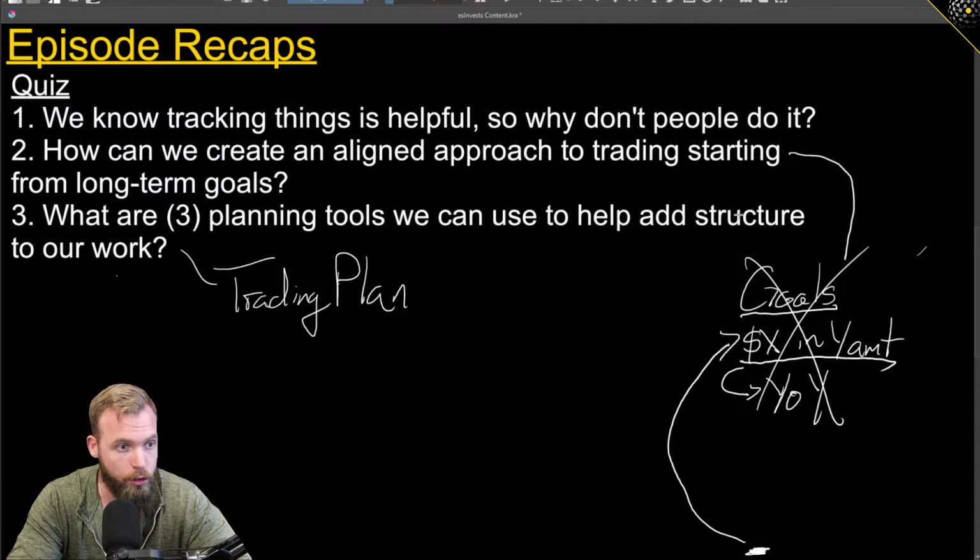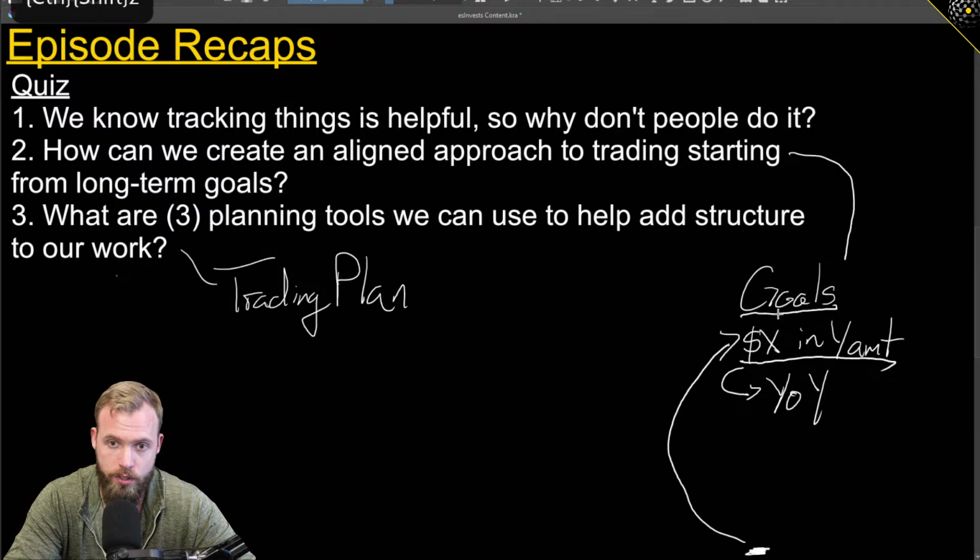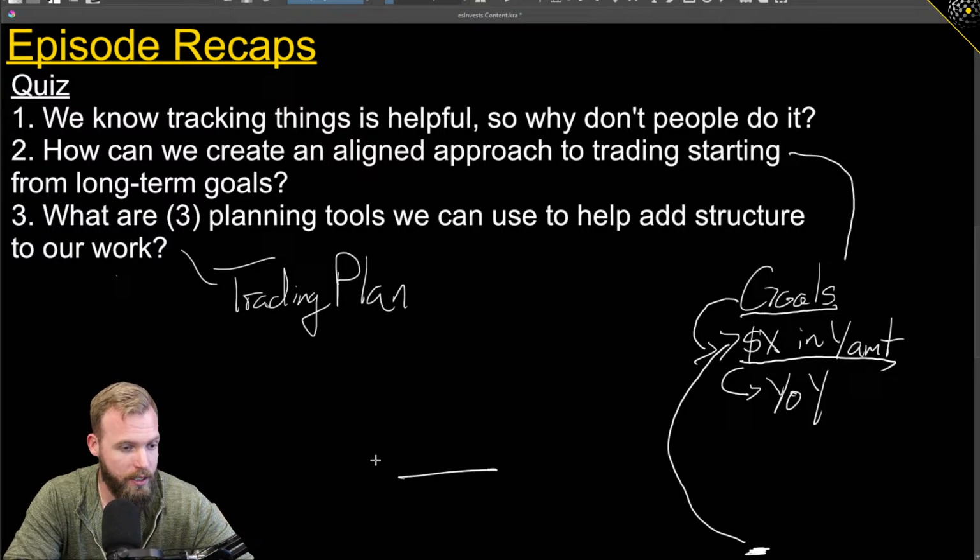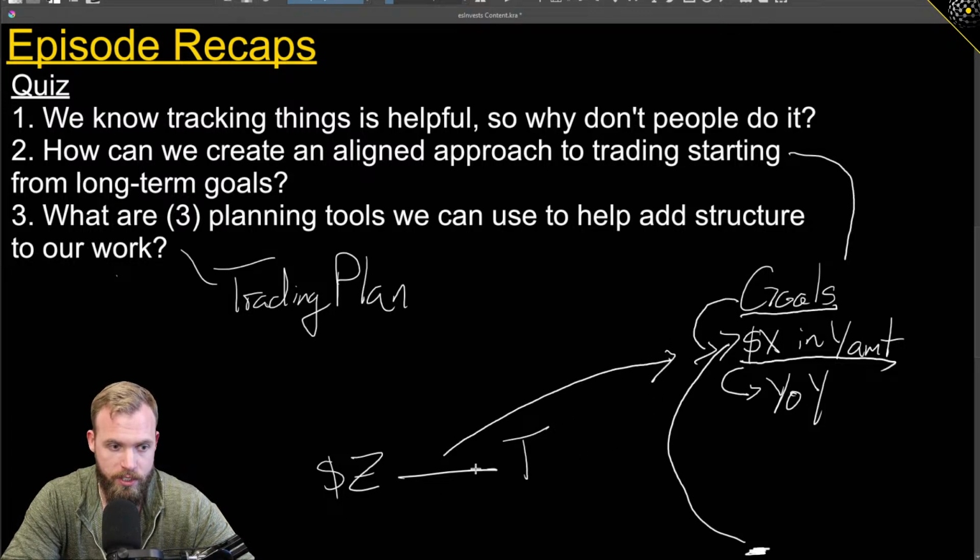So the way we create an aligned approach to trading is we start by defining our goals. Then we break these goals down in reverse engineer fashion into smaller milestone targets. If I need X number of dollars in Y amount of time, and my starting point is Z dollars and T time, I now have literally a formula that I know I need to execute to get from here to there. If you don't do that, you have no idea what you're doing.